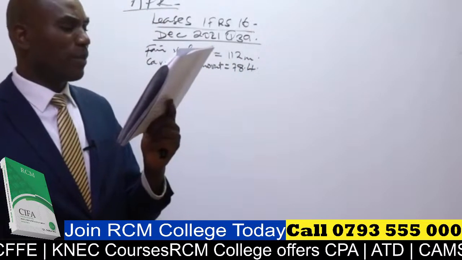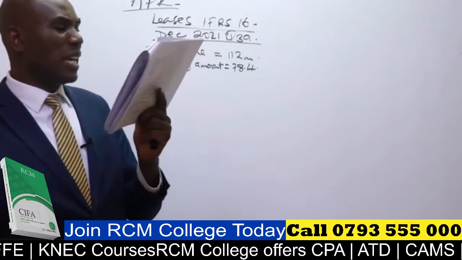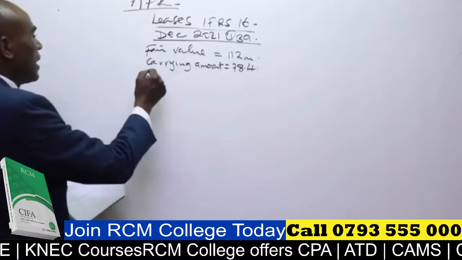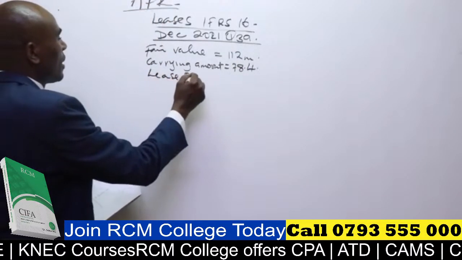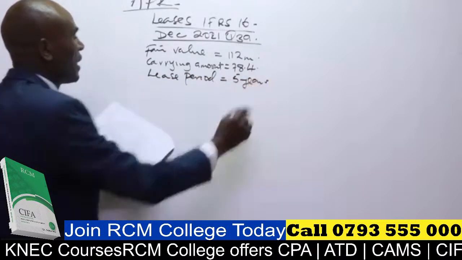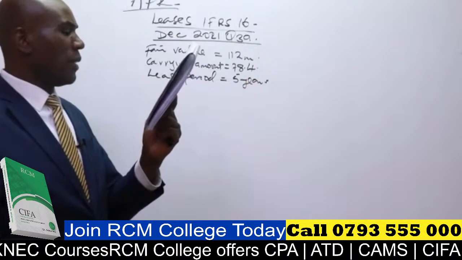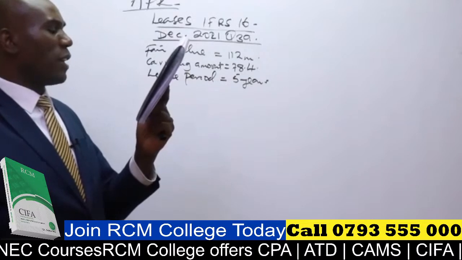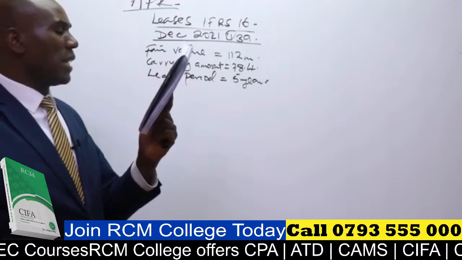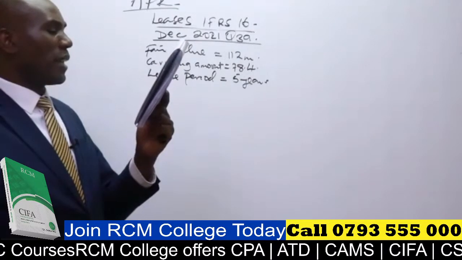Let's go quickly. The building was then leased back from the finance company for 5 years. The lease period is 5 years. The remaining economic useful life of the building was deemed to be 25 years, so it could be concluded that control of the building had transferred to the finance company.